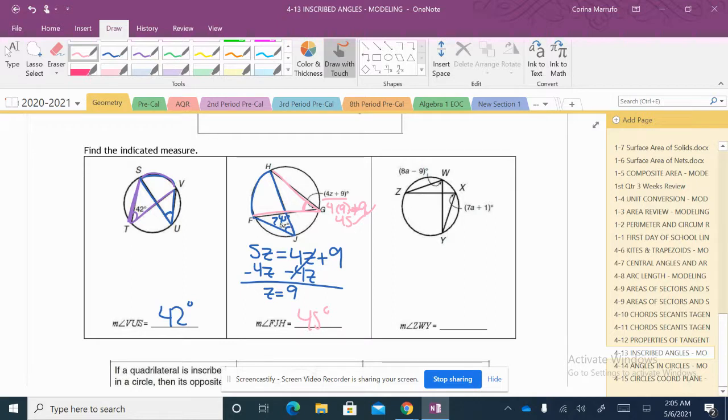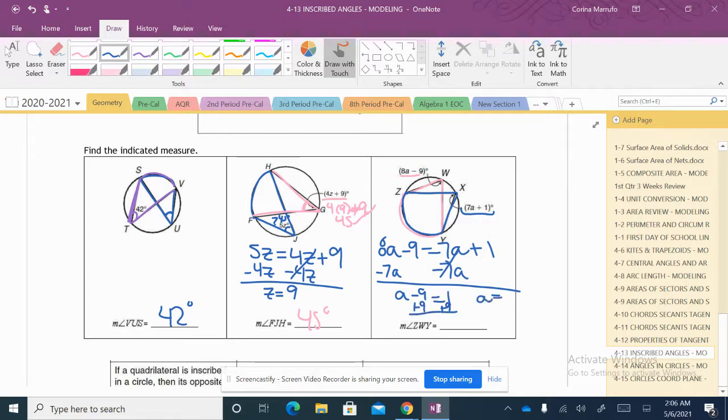Okay, and the last one, the measure of ZWY. Here we can see that this opens up to this arc, and they tell us it's 8A minus 9. And then this angle here opens up to the same arc, so that means that this one is 7A plus 1. That means that they're both equal. So since they're both equal, I'm going to set it up: 8A minus 9 equals 7A plus 1. I'm going to move over the 7A by subtracting, and we get A minus 9 equals 1. I add the 9, and we get A equals 10.